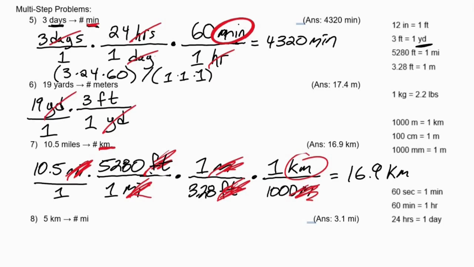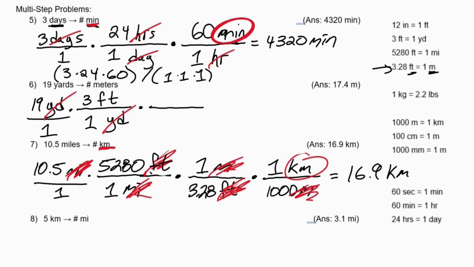Our yards cancel out, but we're not happy with the feet. We want to get to meters, so let's do another conversion factor. Looking through here, we have feet here, and feet here. Oh, we just used that one, so that doesn't count. We have feet over here, feet in miles, and feet in meters over here. Considering that we want to get to meters, hopefully you're saying to yourself that we're going to be using this conversion factor.